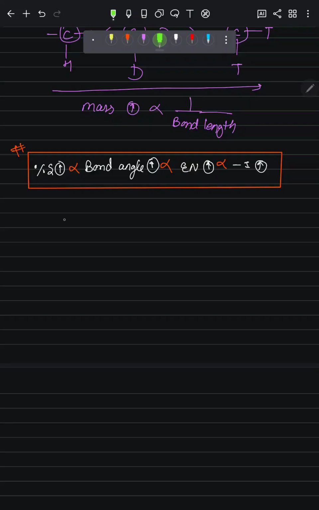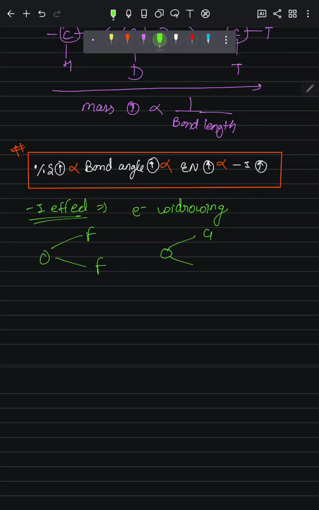Then let's take a few examples of minus I effect, which is the electron withdrawing effect. This minus I effect will show who will withdraw an electron more. Let's take an example of O and the two F's, and O and 2Cl. So as we all know, fluorine is more electronegative than chlorine, so the possibility of finding the electron is more near fluorine, so it will attract more electron from oxygen also.